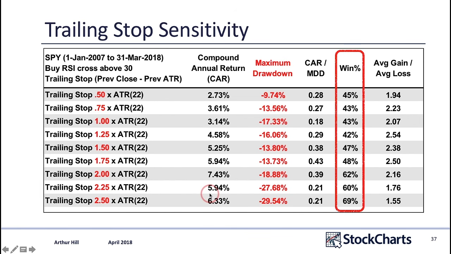And again, we can see that the win percent is low. You can see that it only gets up to 69% when you get to a high trailing stop, a wider trailing stop, but the maximum drawdowns increase. And then you can see the CAR relative to the MDD, the compound annual return relative to the maximum drawdown, never gets above 0.5. So this is really not a feasible trading system either, because your returns do not justify your drawdown.